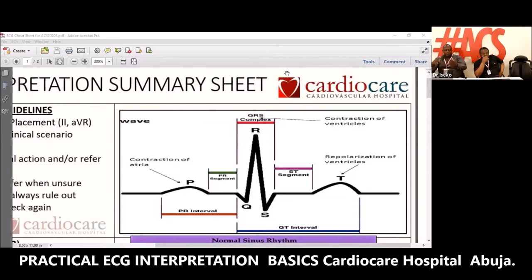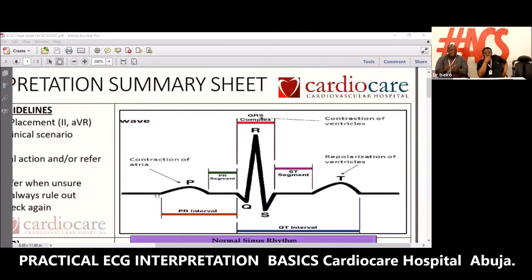Before we determine our segment elevation, when we talk about segments, we are talking of either elevation or depression. But the first question is, what is the baseline? From where are you measuring this elevation or depression? Our baseline, or what we call the isoelectric line, is the line joining the T wave and the P wave, which we call the TP line. If you continue after the T wave, you have another P wave. That straight line is the isoelectric line.